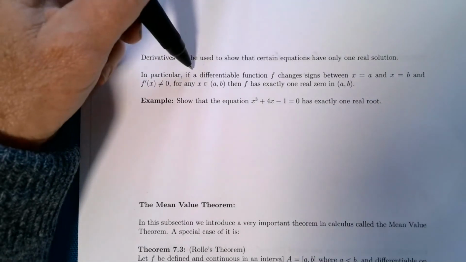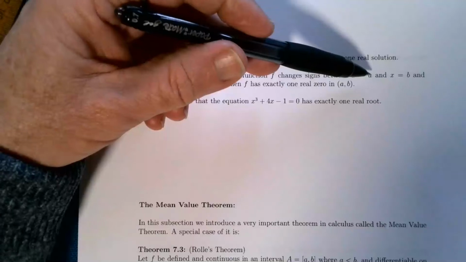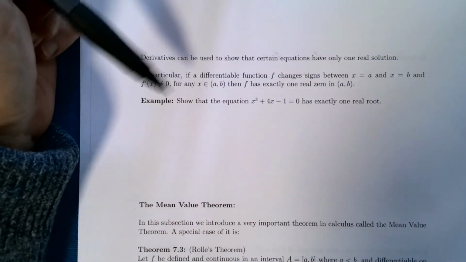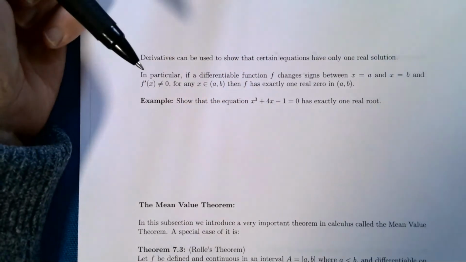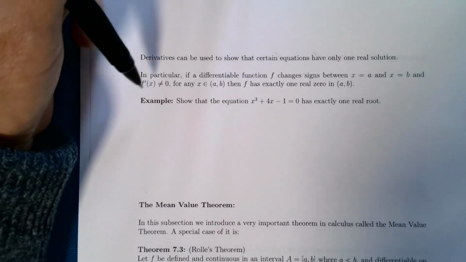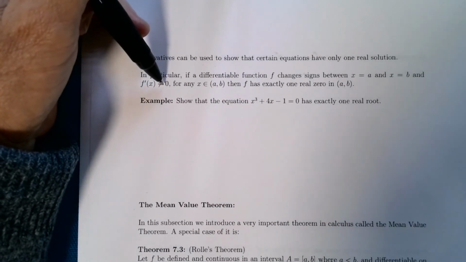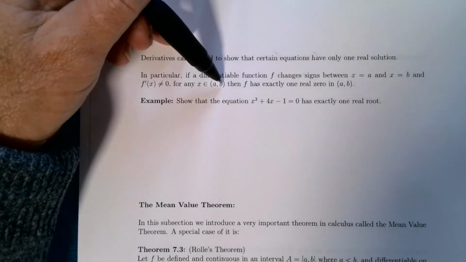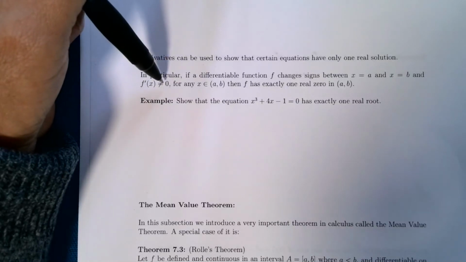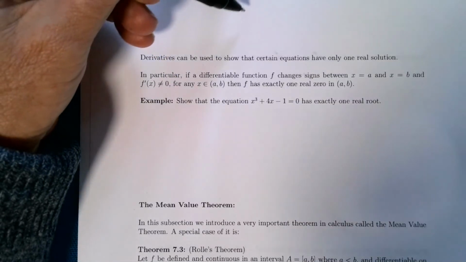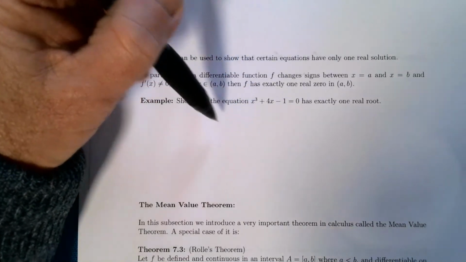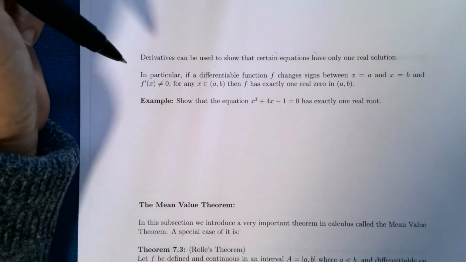So in particular, if a differentiable function changes sign between a and b, well, if it's differentiable, it's continuous. So if it changes sign, by the intermediate value theorem, it must have a zero somewhere in between. And if the derivative is not zero in this interval, then f has exactly one real zero. If f prime is not zero, that means the function's either increasing, so it can't turn back on itself and cut the axis again, or it's decreasing. So we just have to check the derivative is not zero.